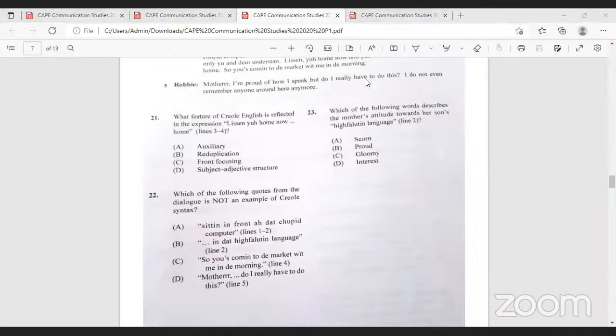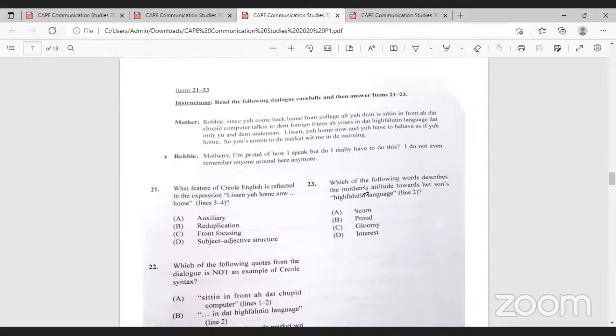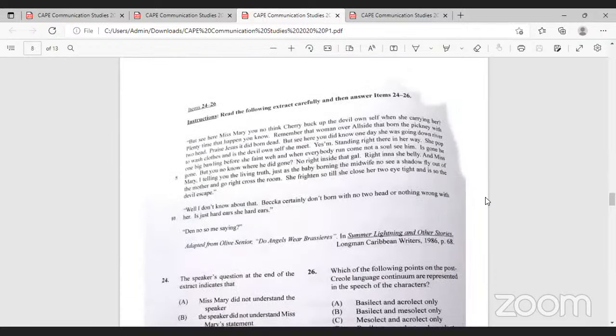D, yeah. 23, which of the following words describes the mother's attitude towards her son's highfalutin language? Line 2. It's scorn, proud, gloomy, or interest. It's A, scorn. And the word itself, highfalutin. 23. Moving on.